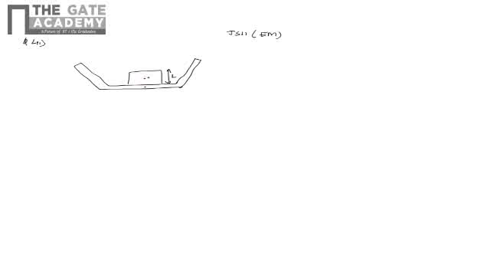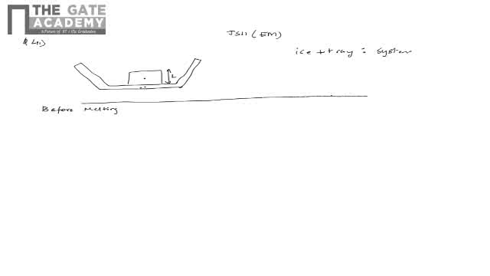If the ice melts, how far does the CG of the system, ice plus tray, lower? So ice plus tray is my system. Before melting, let's see what the CG is. If I take some reference here, this is x1 and this is x2 before melting. Let's say the mass of the tray is capital M, as given, and the mass of the ice is small m.